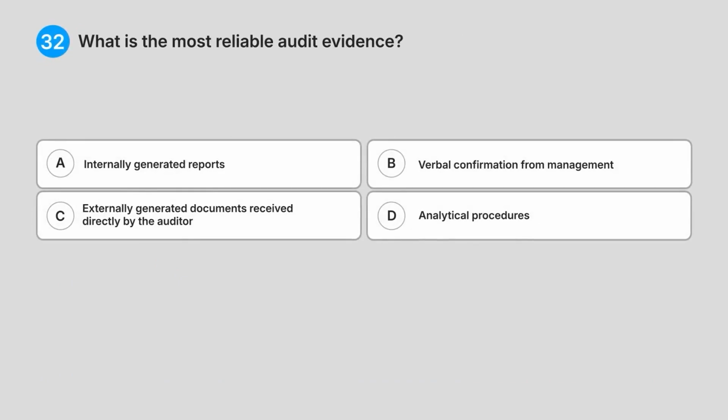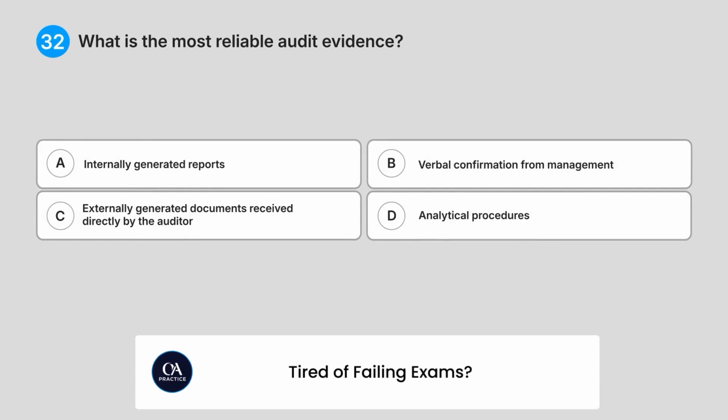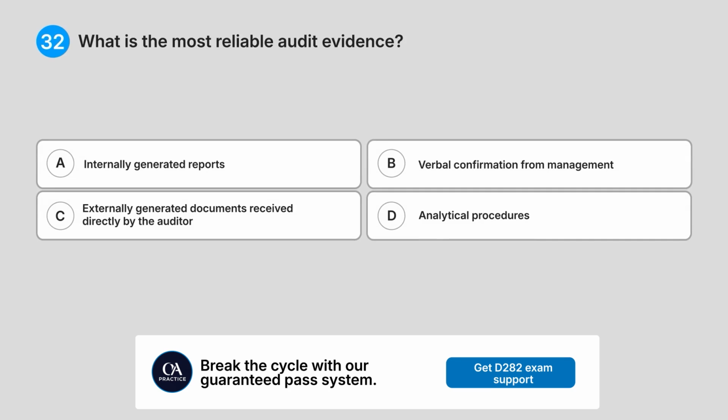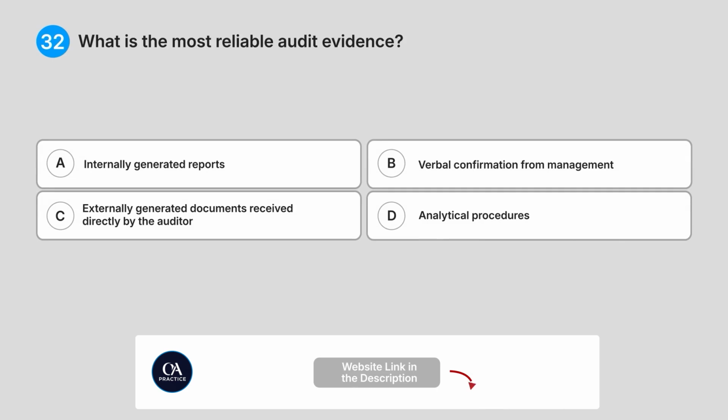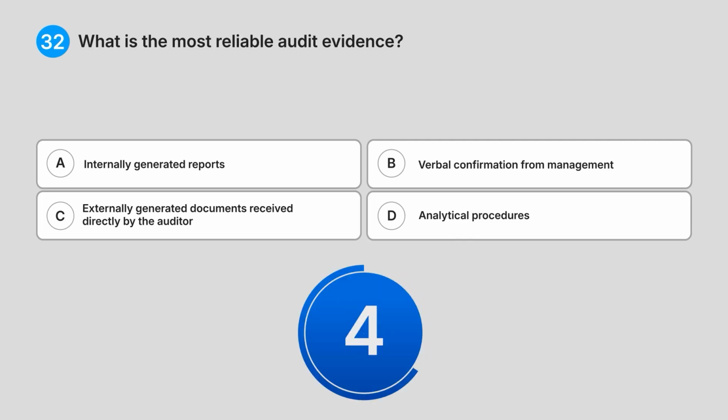32. What is the most reliable audit evidence? A. Internally generated reports. B. Verbal confirmation from management. C. Externally generated documents received directly by the auditor. D. Analytical procedures. Can you guess the answer?